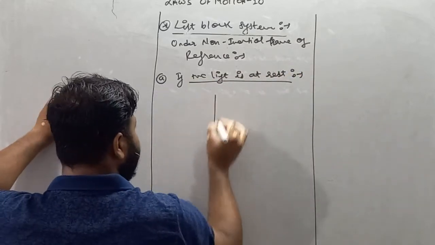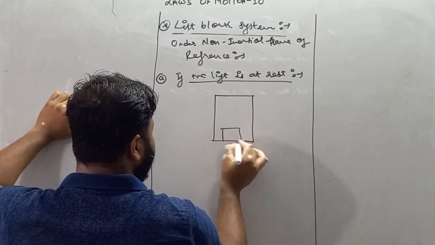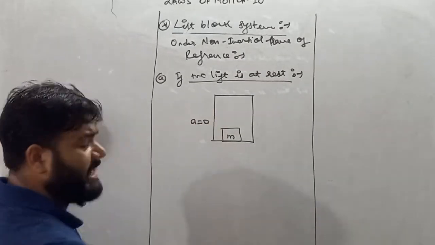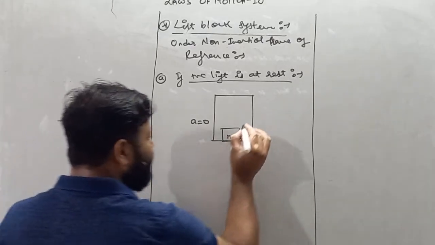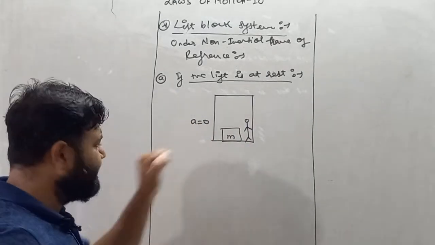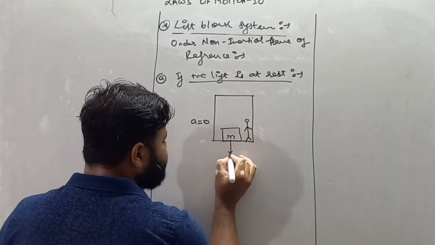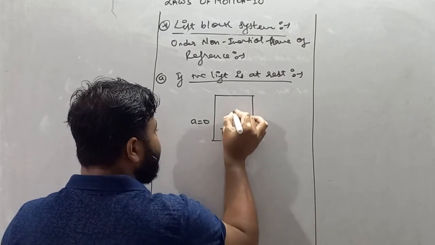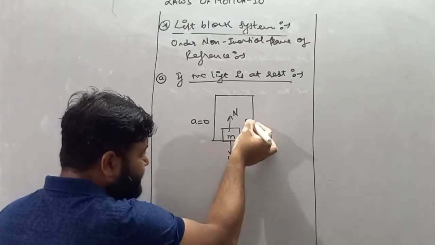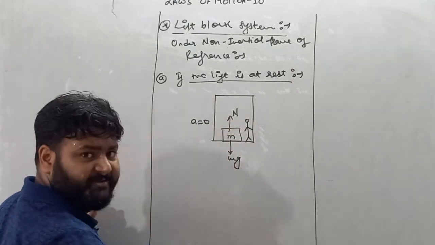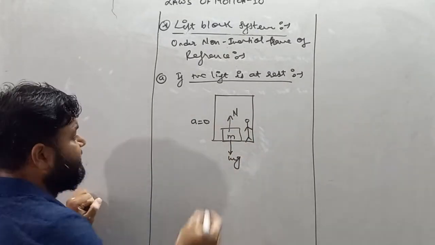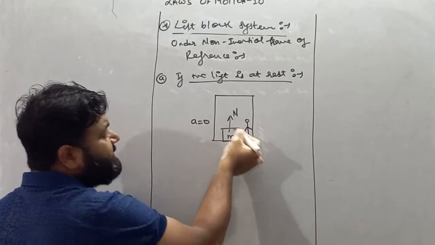So see, my dear student, this is a lift, a block of mass m is there, the lift is at rest, so the acceleration of the lift is 0. Now consider the observer to be inside the lift. Now make the FBD. It is mg vertically downward, and in the upward direction, normal. So if the lift is at rest, then see, my dear student, I am standing inside the lift and the lift is at rest. So if I am standing inside the lift, what will I say? I'll say the block is at rest.